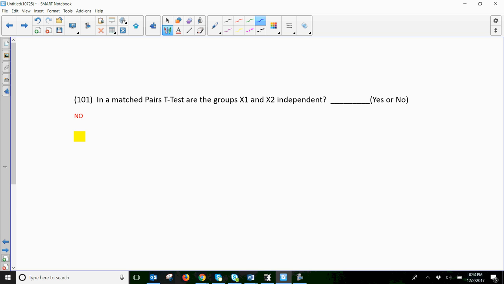And in the last problem, it just asks, in the matched pairs t-test, are the groups x1 and x2 independent? So again, these are the same people or very related people that are matched together. So the answer is no, they are not independent, they are dependent.